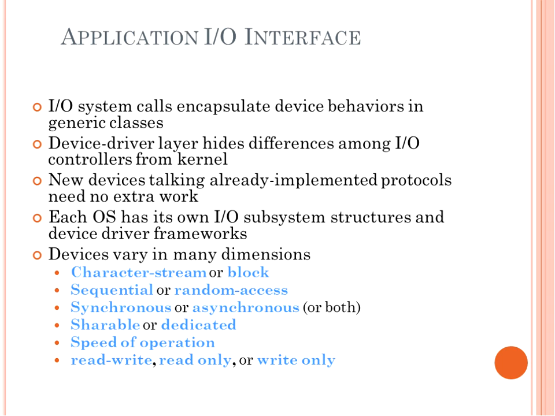So it could be a character stream or a block. It could be sequential or random access. It could be synchronous or asynchronous or both. It could be shared or dedicated. Speed of operation, read-write, read-only, write-only. So there's a bunch of characteristics involved with data that's transmitted.